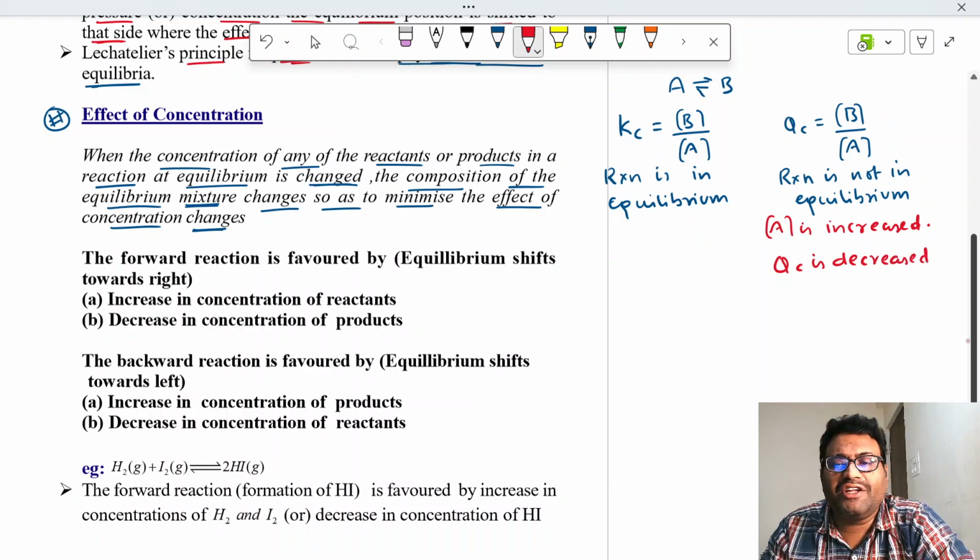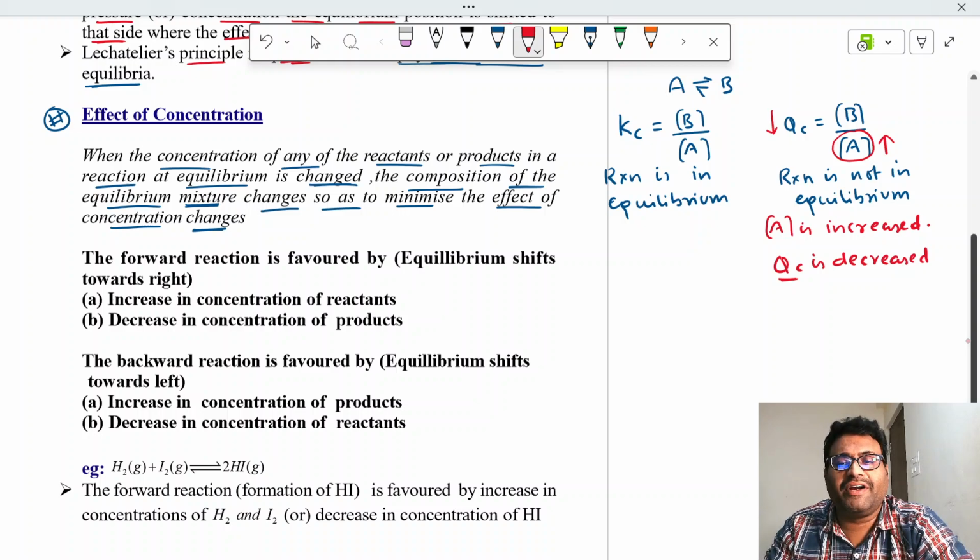Why are you writing Qc? Why are you not writing Kc? Because when you are changing the concentration of A, the reaction will not be in equilibrium. Its equilibrium state is disturbed. That is the reason I am writing Qc. So when the denominator is increased, automatically Q will be decreased. Okay.